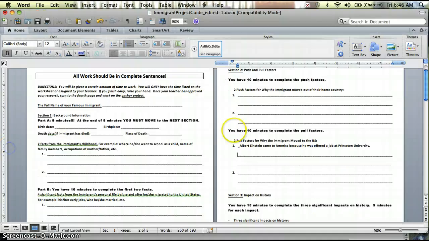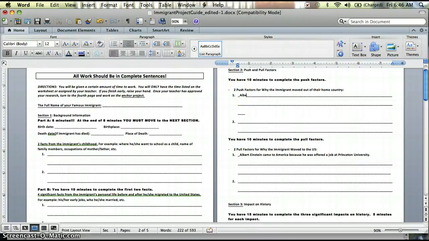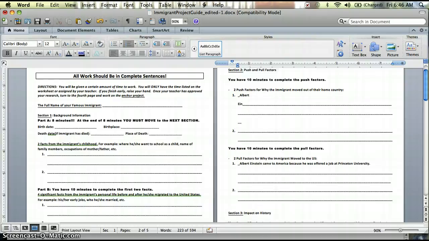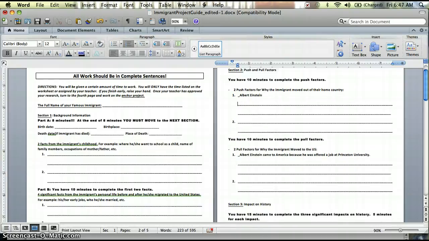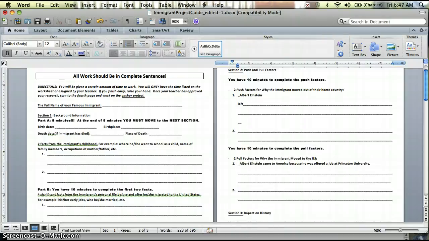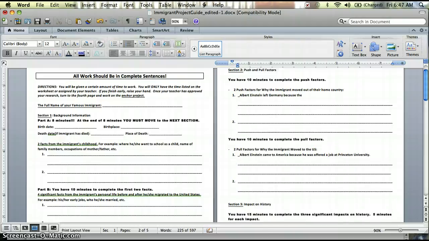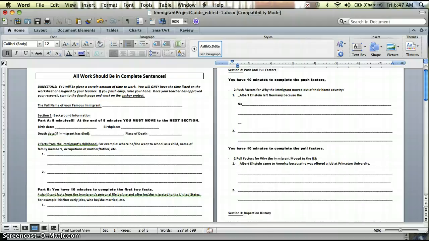So I go back to my guide, and I go to push factors. Albert Einstein left Germany because the Nazis came to power.